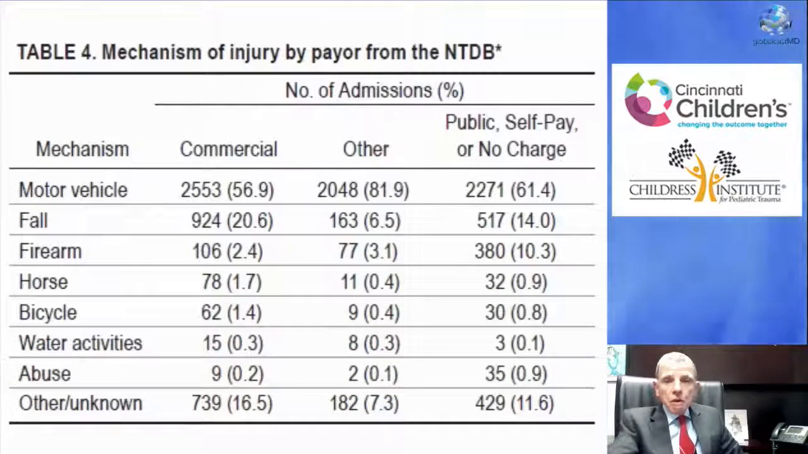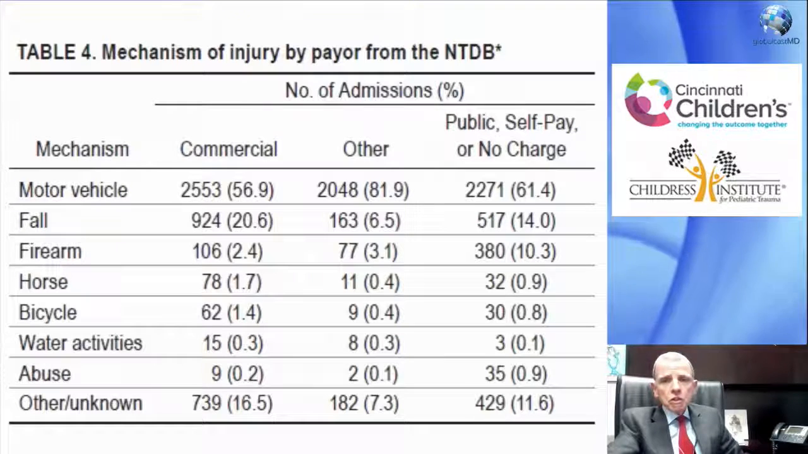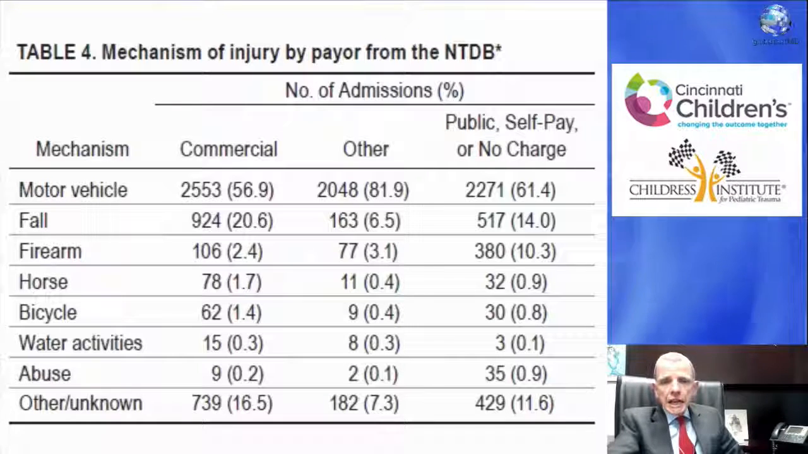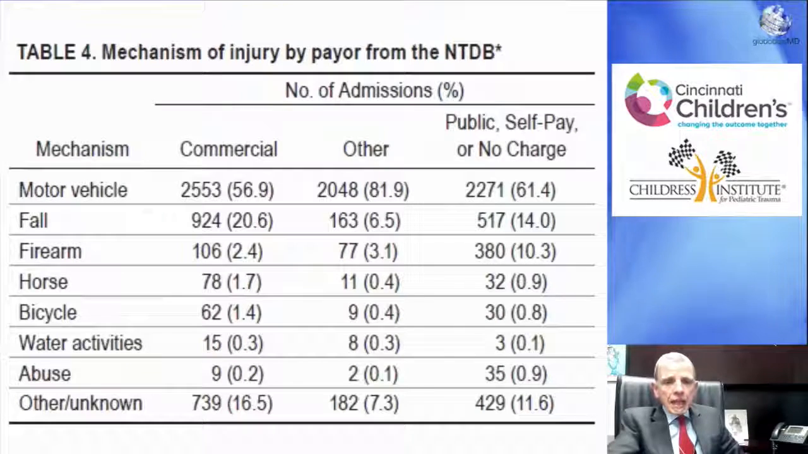This is another way to cut the same pie. We're looking at insurance coverage: commercial, other. Other is, I think, mostly automobile insurance for people in car crashes, and then public, self-pay, or no charge. Once again, a rising prevalence of firearm injuries, moving from commercial insurance to public or no pay, and likewise abuse.